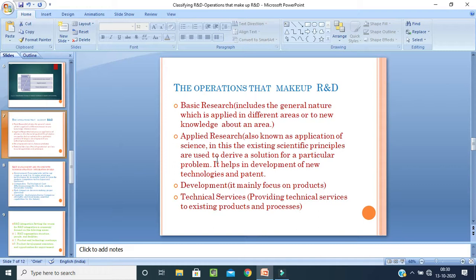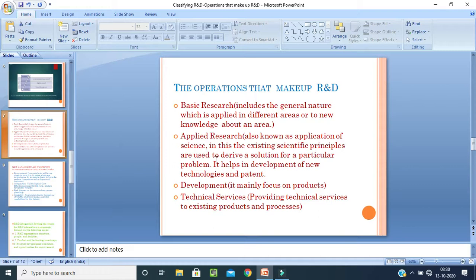As I was saying before, basic research is of a general nature which is applied in different areas, to achieve new knowledge about a particular area. University people do the paperwork and basic research, and this data goes to industry or the company. They will purchase it, or take the data from the university and focus on it, and then the applied research takes place.